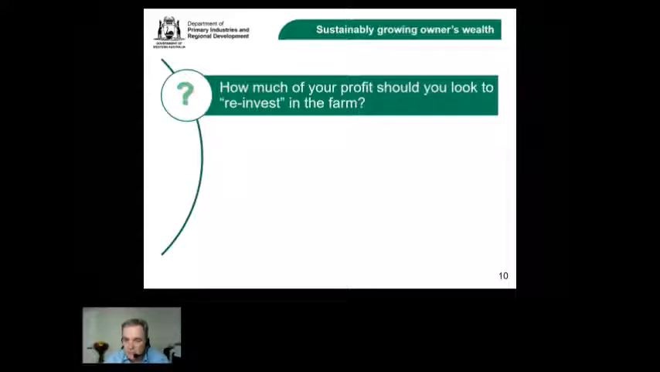Because we've got two options. We can leave it in the business to help it grow, or we can take it out of the business in the form of dividends. And we could invest it for our retirement. We could do lots of things. If we leave it in the business, we could buy more assets. We could pay off debt. We can do lots of things with it.